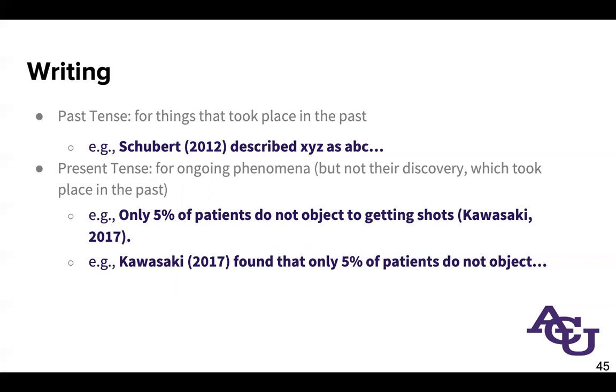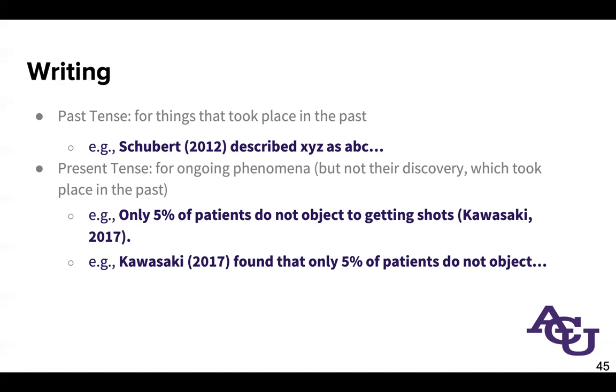This says, okay, the phenomenon, as they understand it, is that about 5% of patients do not object to this. And this is grounded in that claim. Now, it's a statement about how the world is now. Only 5% do not object. So that is in present tense because it's describing an ongoing phenomenon.